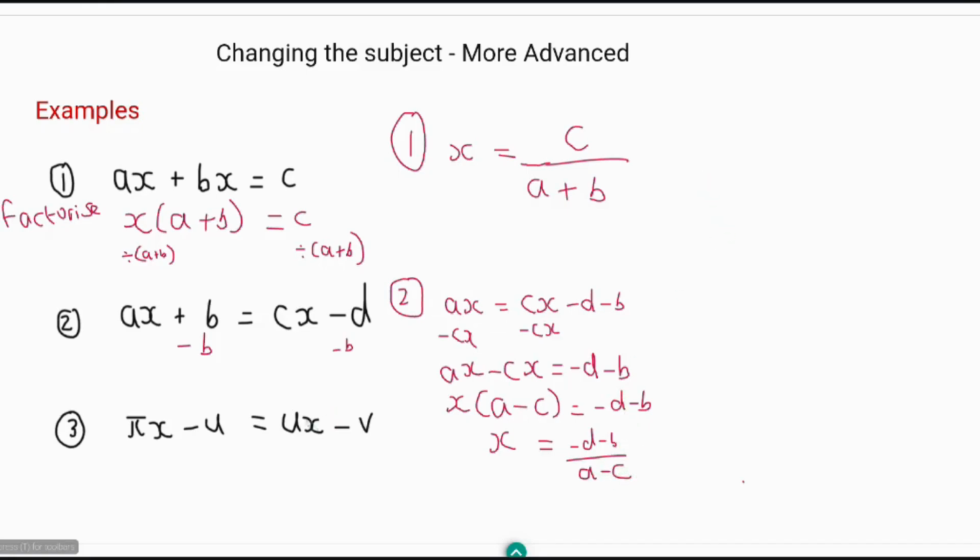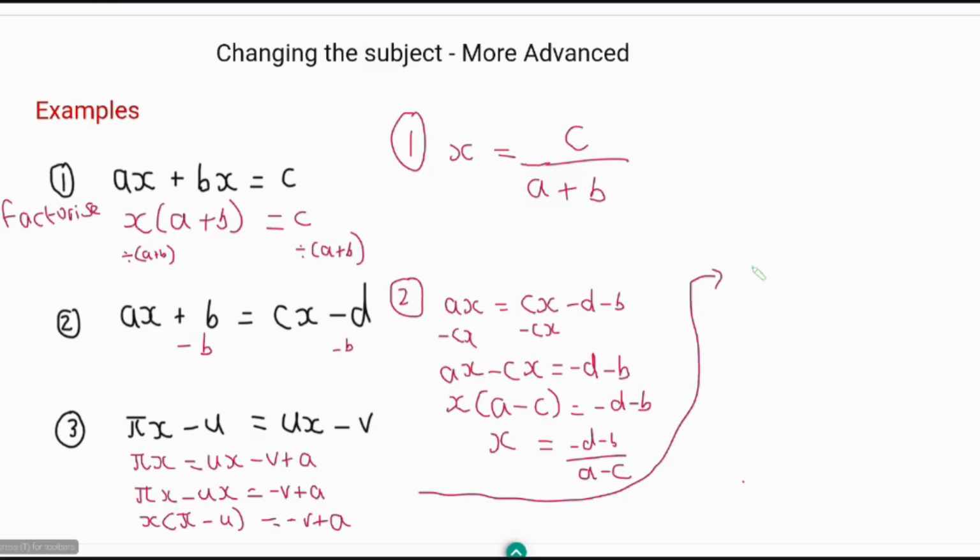Okay, question 3. I'm going to add u to both sides first. Then I'm going to subtract ux from both sides. I'm going to isolate the x by taking it out and factorising. I'm going to bring it all over here now. And then divide both sides by pi minus u.